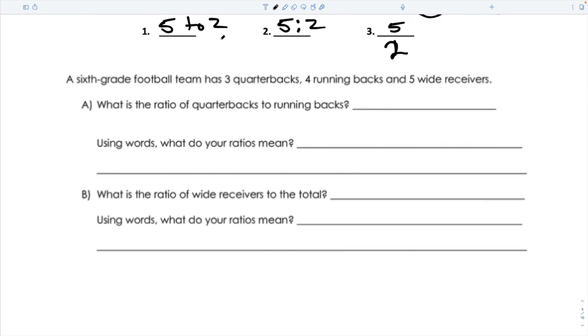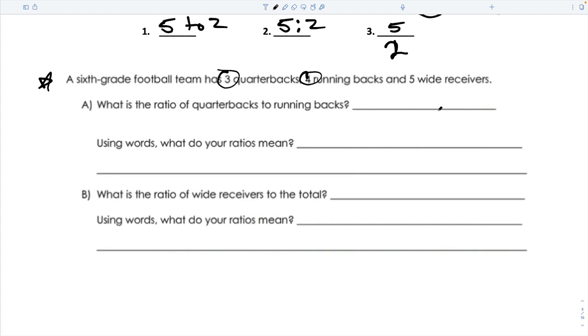One more thing with rates, then we'll go more into 7th gradish stuff. Can you read this for me, Curtis? The 6th grade football team has 3 quarterbacks, 4 running backs, and 5 wide receivers. Write a ratio of quarterbacks to running backs with your partner. 30 seconds, create the ratio using those two numbers. Go. You can use colons, you can use a number word, or you can use a fraction.